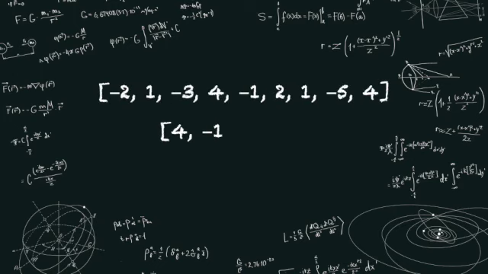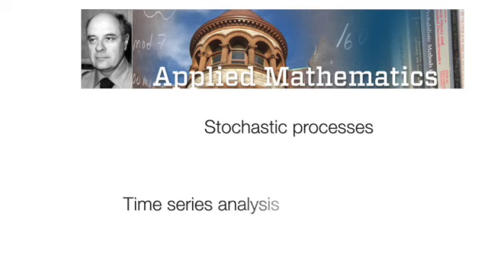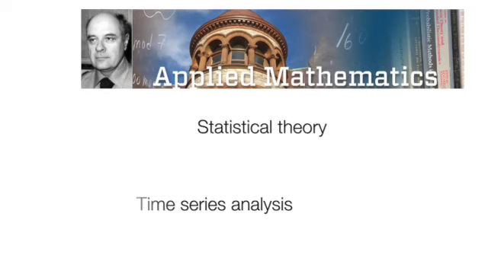The maximum subarray problem is the task of finding a contiguous subarray with the largest sum, within a given one-dimensional array of numbers. Professor Ulf Grenander was a Swedish statistician and professor of applied mathematics at Brown University. His early research was in probability theory, stochastic processes, time series analysis, and statistical theory.